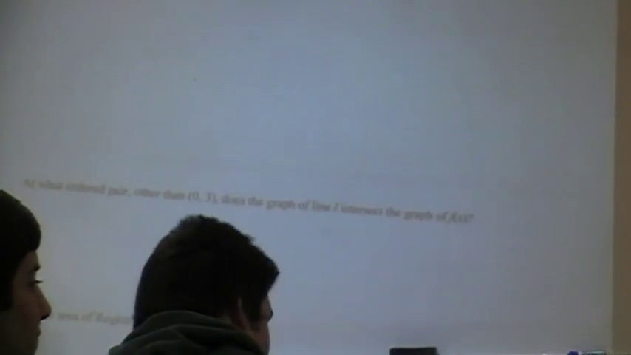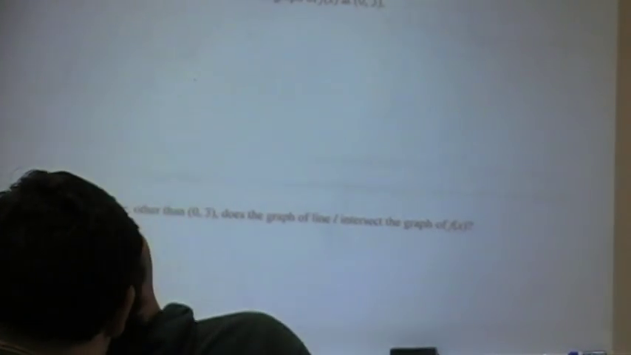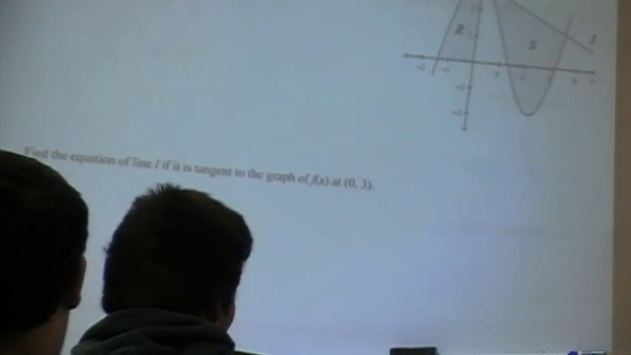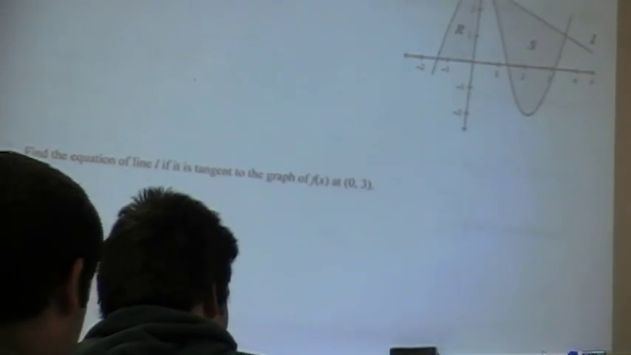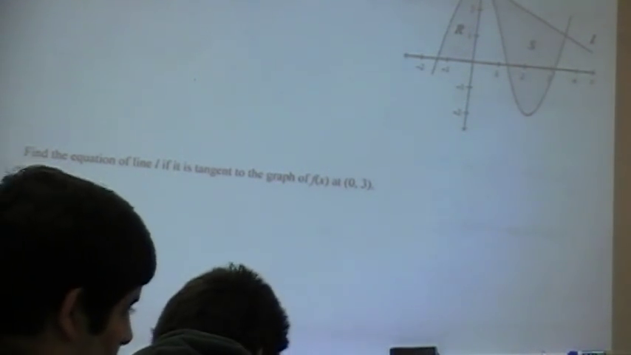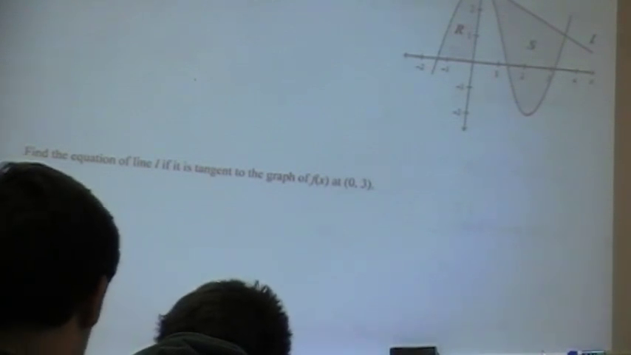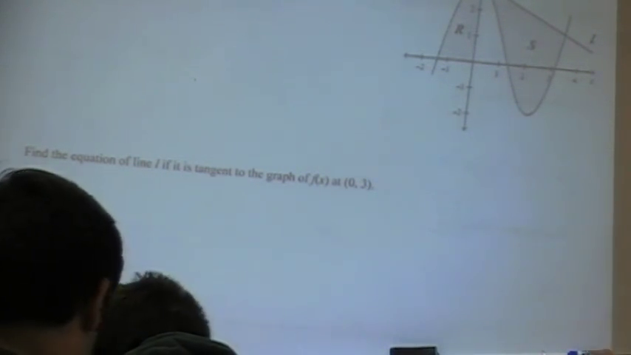Alright, look at the picture that we have on the next page. We have a cubic function and a line. In the picture to the right, we have the graph of f of x plus 3 cosine x, and a line which is tangent to f of x at the point 0, 3. It says find the area of the region R.